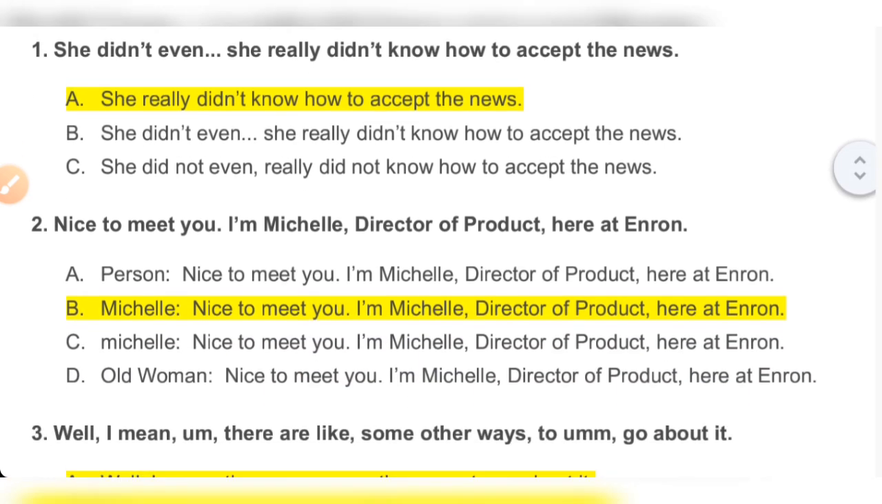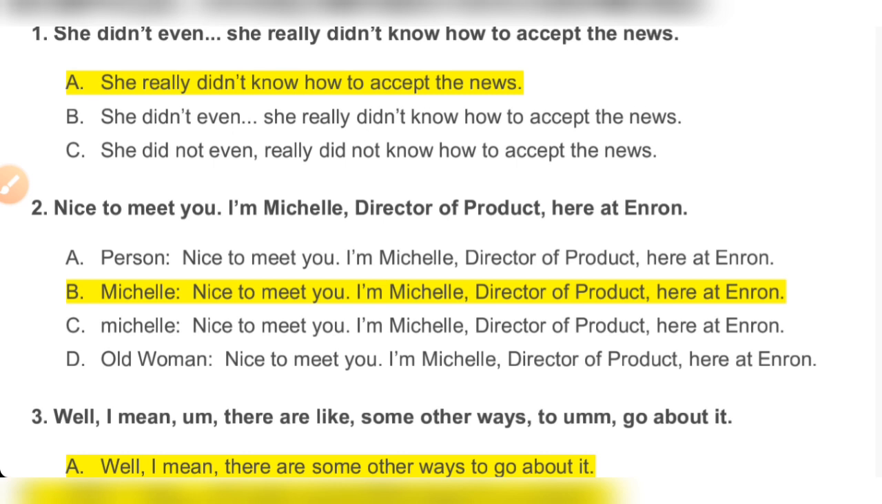Second question is: nice to meet you, director of product. Here are four different options and the correct option is option B. Make sure to read this option, and here is Michelle. Nice to meet you. I am Michelle, director of product here at. So this B option is the correct option. This is a question related to punctuation. So make sure to read the punctuation guideline on transcription.